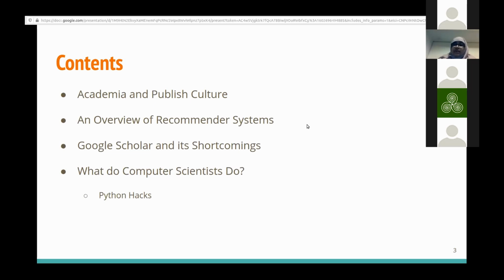But in this talk, I like to talk more about what we academics do. What is a publish culture? What are the kind of recommender systems we use? How do we find information and all that stuff? So first we'll take a look into publish culture, then a little bit into recommender systems. What are recommender systems for scientific papers, scientific articles? Google Scholar is already there, so why do we need something else? We'll talk a bit about its shortcomings and then what computer scientists can do and some Python hacks.